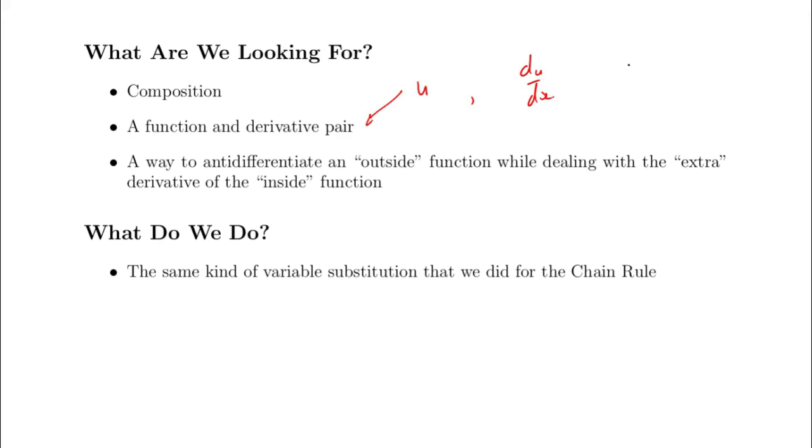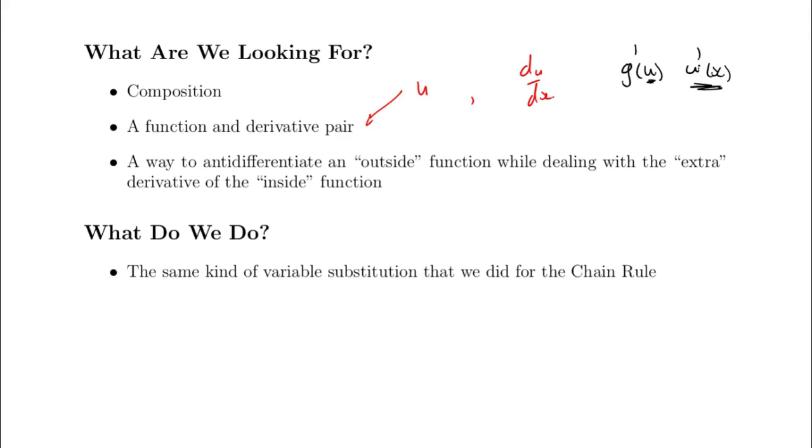Where what we were differentiating was like g of u, and so we had some sort of g prime of u times u prime of x. So some sort of a function u and its derivative u prime pair. Then what we also need is some sort of a structure for anti-differentiating the outside function, this g prime thing, while dealing with that extra derivative at the end, that u prime.